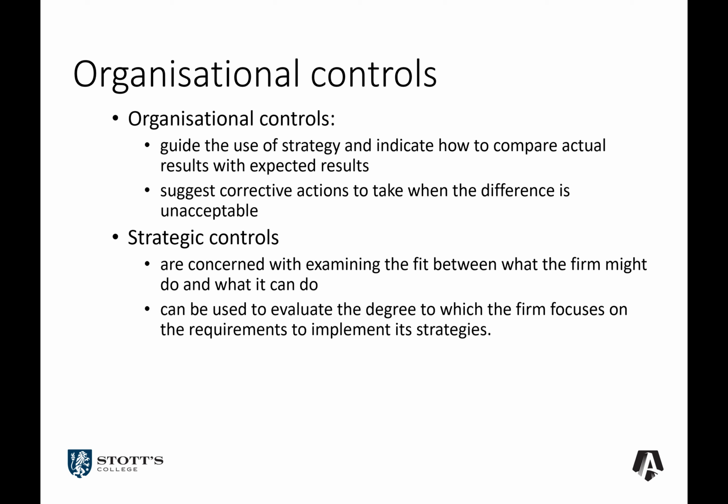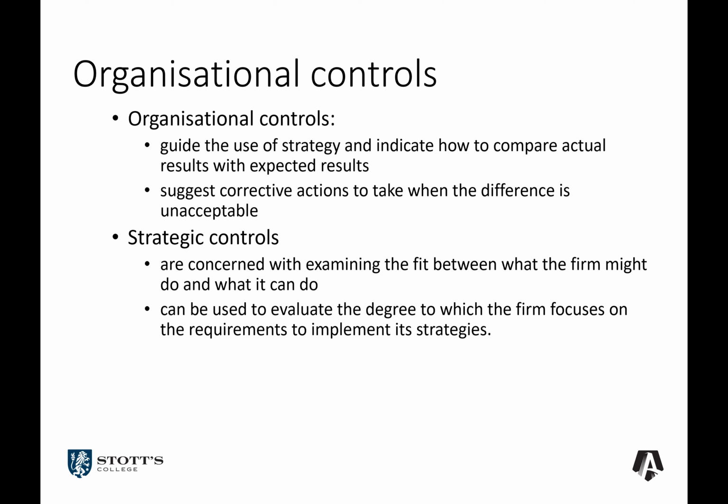In addition, you have looked at organisational controls in Introduction to Management, the introductory management topics, the organisational behaviour topics. Effectively, there are 3 types of controls. But for ease and simplicity, we often group strategic control and organisational control together. So, organisational controls guide the use of strategy and indicate how to compare actual results with expected results, and therefore suggest corrective actions to be taken when the difference is unacceptable.